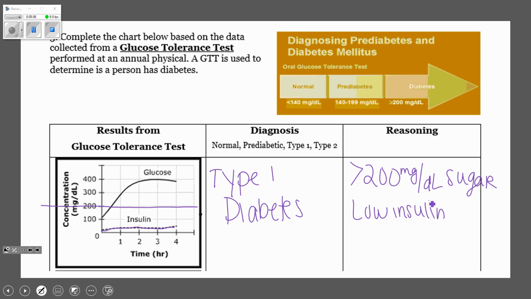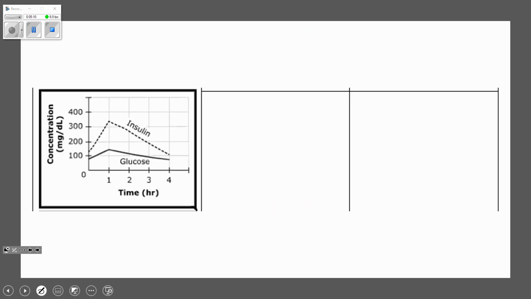Moving on to the next graph, once again, I'm always going to go and I'm going to look at what the value is. Note here, again, I make that line at the 200 so I can recognize if glucose goes above that or stays below. I notice that glucose in this case stays below the 200 line, so they are not diabetic. It actually is also below the 140 line. 140 would indicate that the person is pre-diabetic.